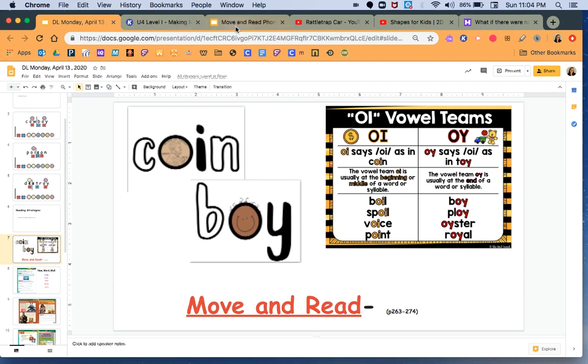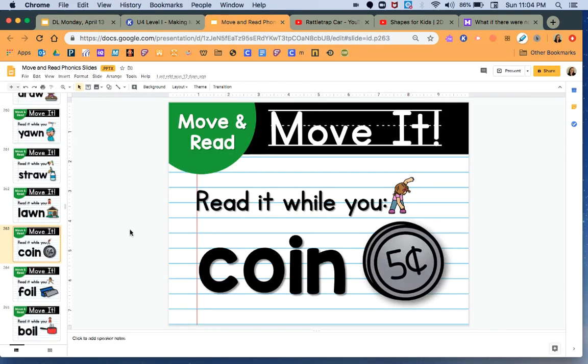So now we're going to do some move and read, and we're going to do it with our OI. I'm going to read you guys the words today, and then tomorrow you guys will have to read them on your own. Make sure you're watching the girl to see how she's stretching, actually the girl or the boy, and make sure you guys are getting your full workout here. So here we go.